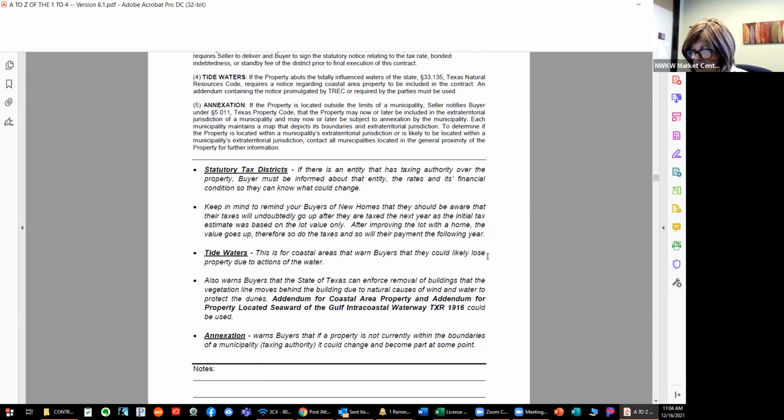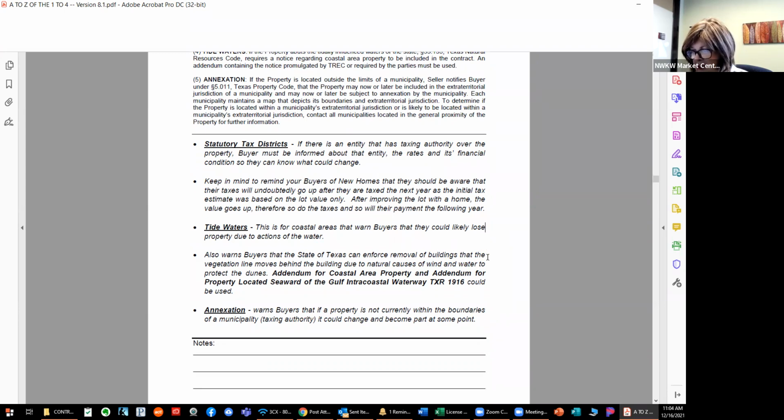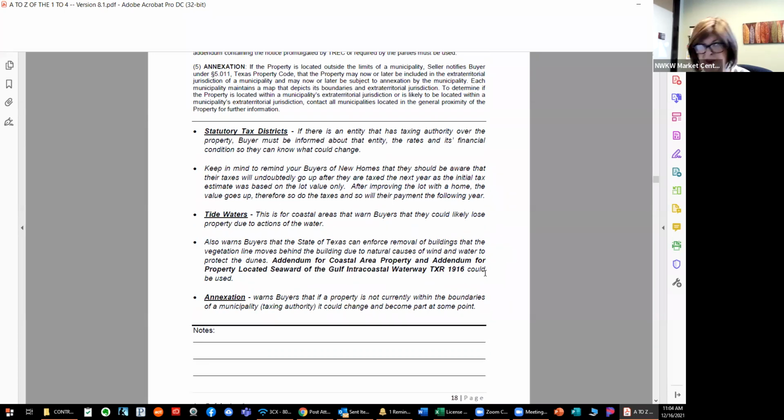Tidewaters is for coastal areas, so we really don't have to worry about that here. Thank goodness. Annexation warns buyers that if a property is not currently within the boundaries of a municipality, the taxing authority, that it could change and become part at some point in the future. If it's a little area that's not in one city or the other, it could be added to another city, which would change the taxes. And so they're just warning the buyers about that as well. Okay.